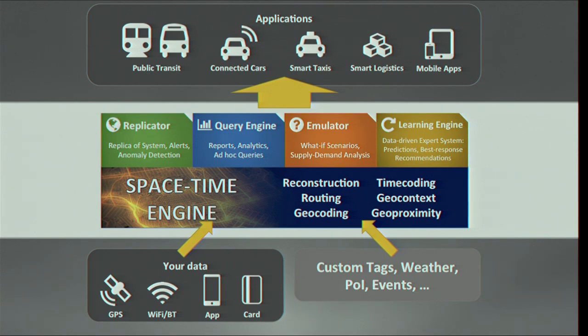Okay, and we've been working with not just public transit folks, but also connected cars and taxi folks, smart taxis. Everybody's into big data these days. That's, I think, a phenomenon that's actually hit, and I think Andrew was mentioning, or Dan was mentioning it. If you haven't got a big data system in your house, go to Fry's and buy one. It's useful to have it, okay? And so smart logistics, tracking packages, et cetera, and mobile apps, okay?